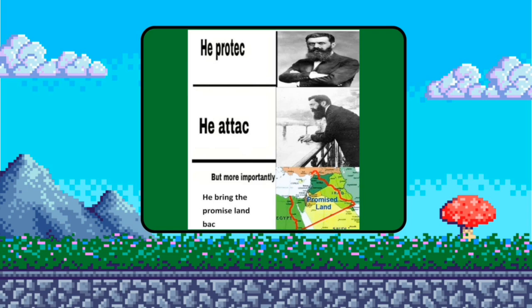What is the message or image? The meme uses three panels. Herzl is shown with arms crossed, stiff stance, referencing his advocacy for a Jewish state. He attacked. This is more provocative, possibly alluding to conflicts or displacements during Israel's establishment. The map emphasizes this return.